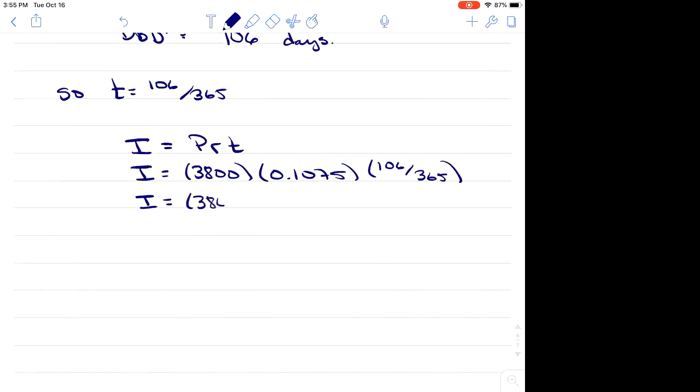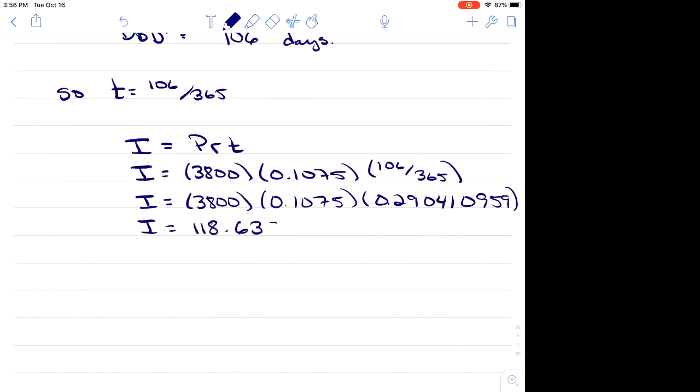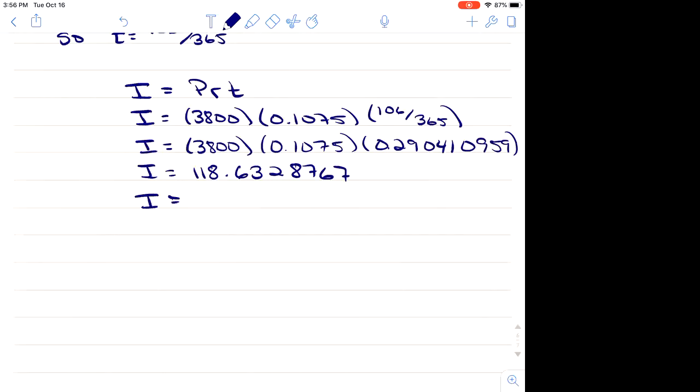So I still have 3,800 times 0.1075 times 0.290410959. So you can check your work. Now I can multiply that by 0.1075 times 3,800. I is 118.6328767, or if you wanted to just go straight to 2 decimal places and say I is $118.63, that's fine by me.